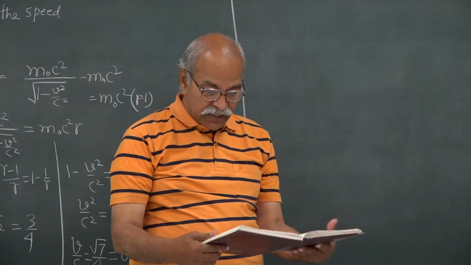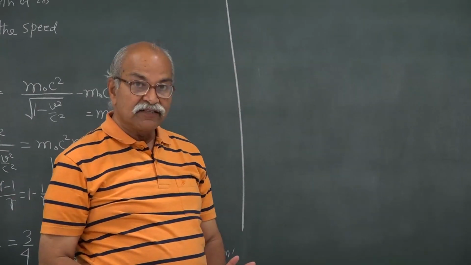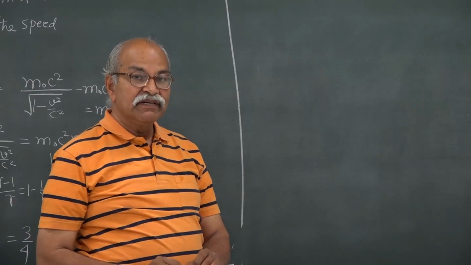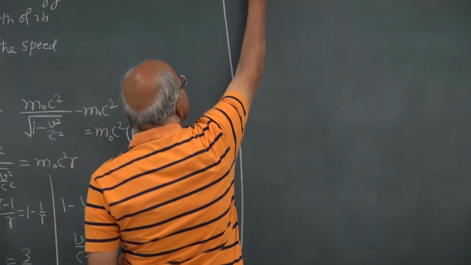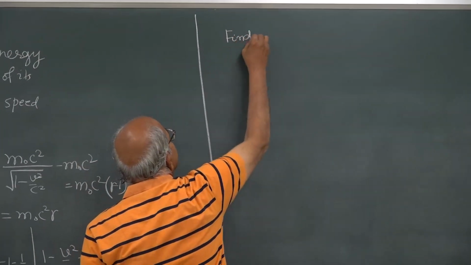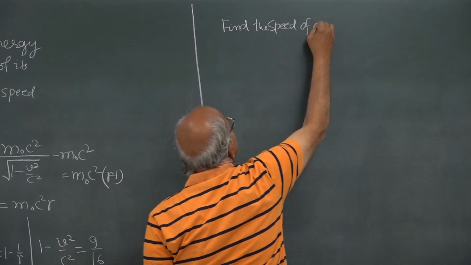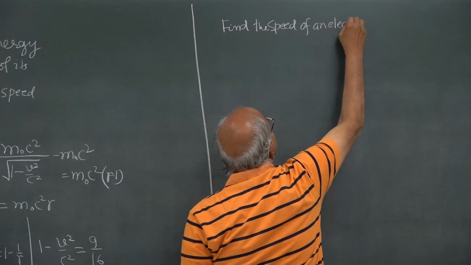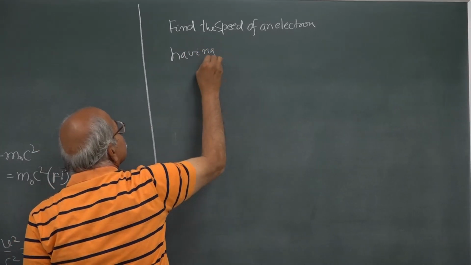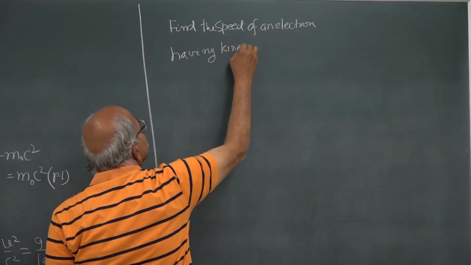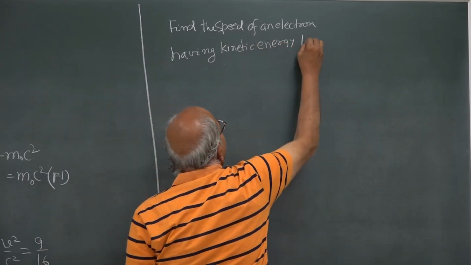So, our next question is very similar to the previous one. Again we have to find the speed of the electron, and this time the kinetic energy given is 1 mega electron volt. So, the question is: find the speed of an electron having kinetic energy one MeV.